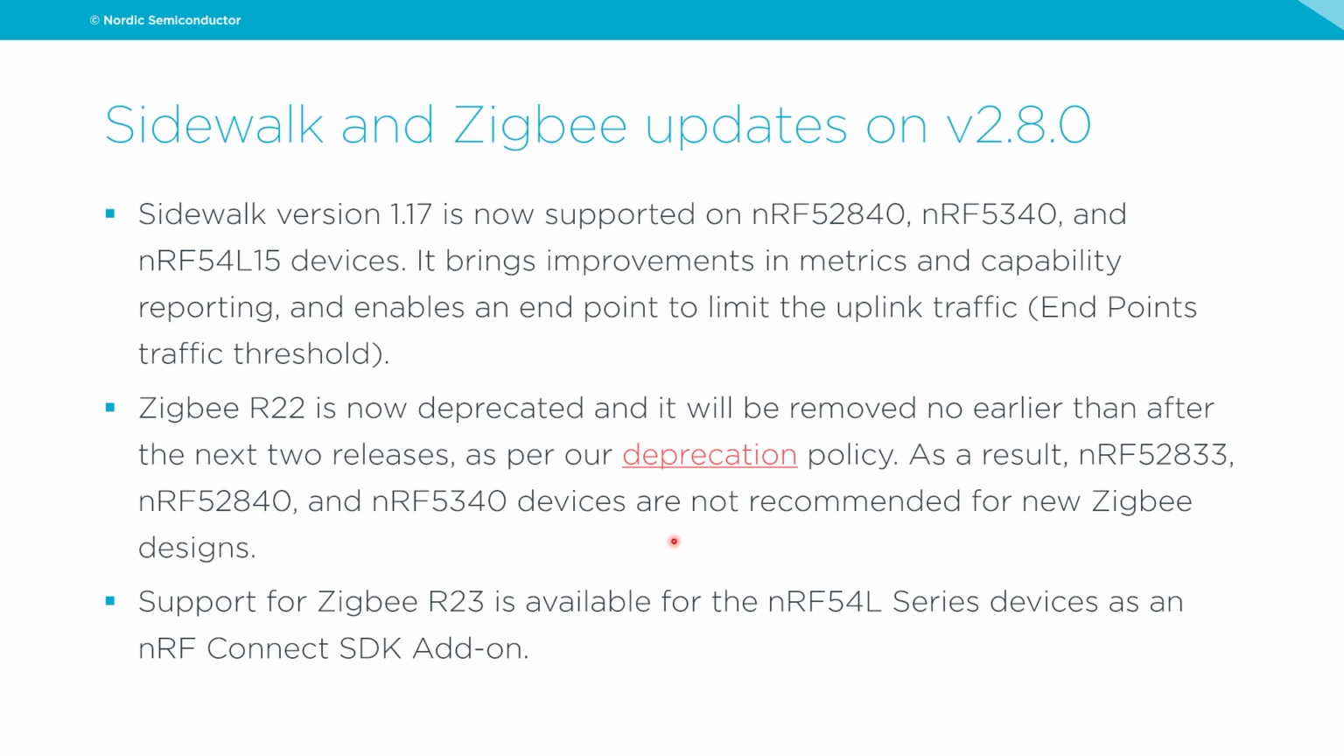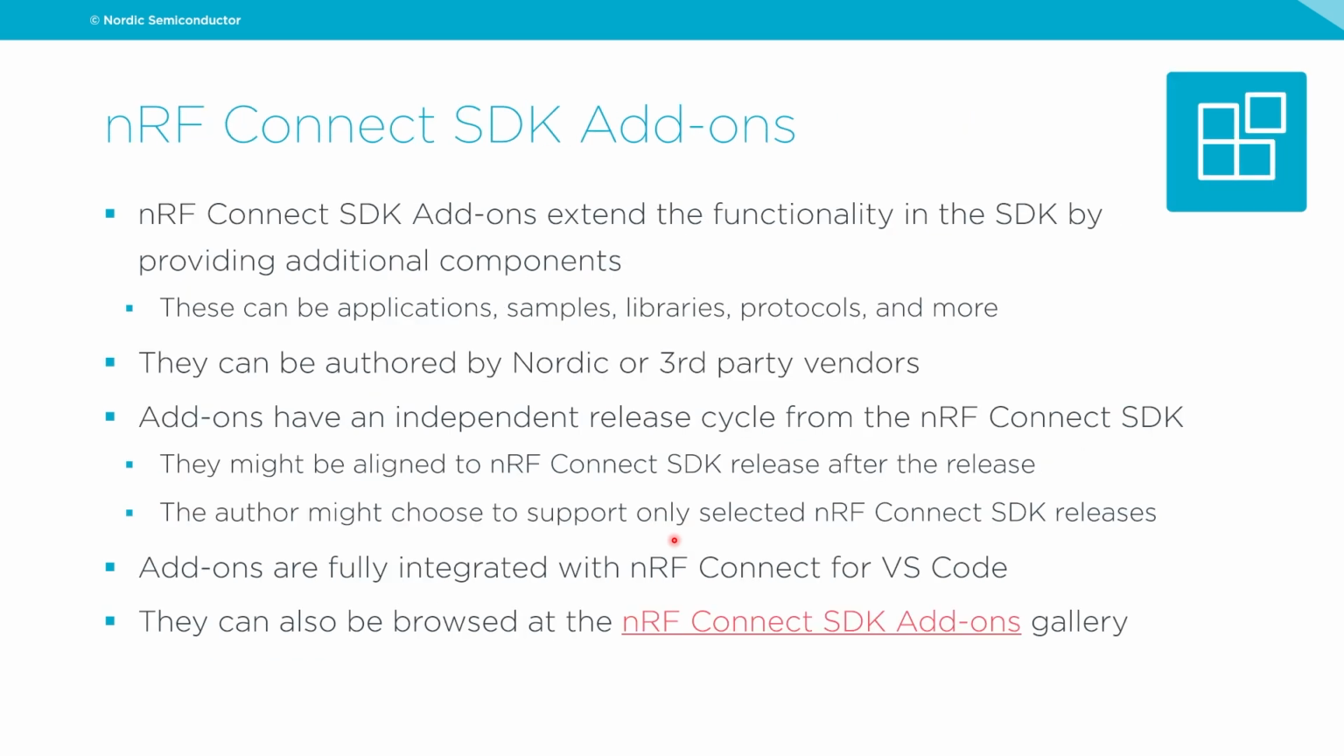And so you might be asking the question, what's an add-on? What's an nRF Connect SDK add-on? Let's get to that and answer that question. You might have already seen this if you're working with nRF Connect for VS Code, but add-ons are essentially an extension, a way to extend the functionality in the SDK. Both Nordic as well as third parties can provide additional components, additional functionality. This can be just applications, samples, libraries, or entire protocols, like in the case of Zigbee, and more things. So there's a lot of flexibility. They can be authored by both Nordic as well as third-party vendors.